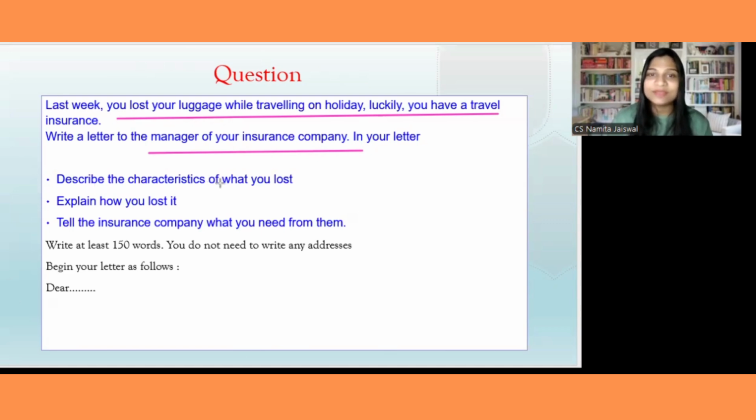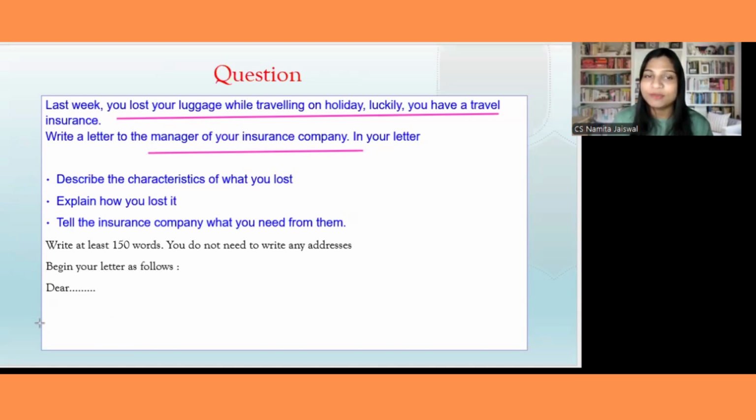Now, these are the bullet points. Describe the characteristics of what you lost. Explain how you lost it. Tell the insurance company what you need from them. Now, write at least 150 words. You do not write any address. So this is quite different from what we used to do in school or college. So the structure is different. Please follow this structure. Do not include anything which I haven't taught you. So you don't have to write the date, no address. Is it clear?